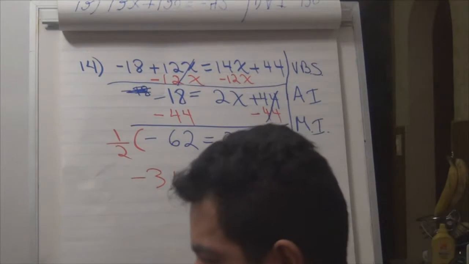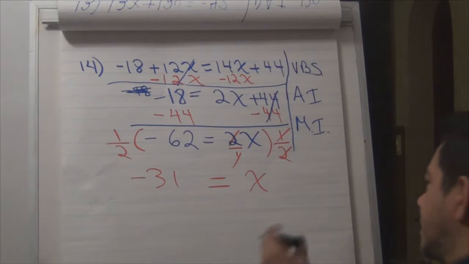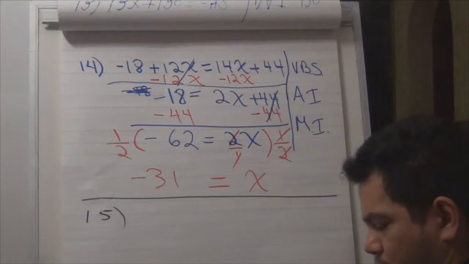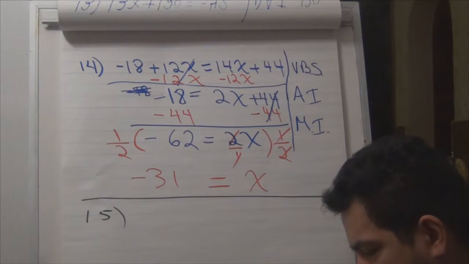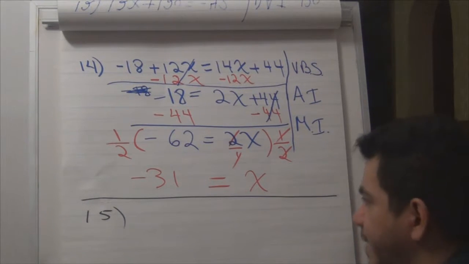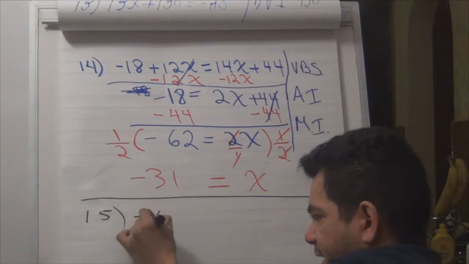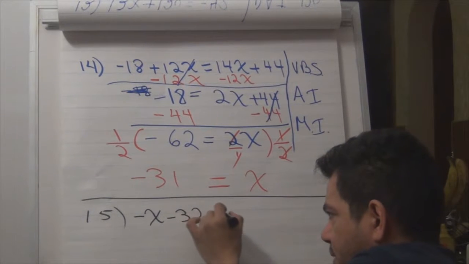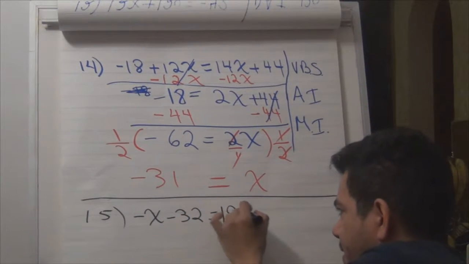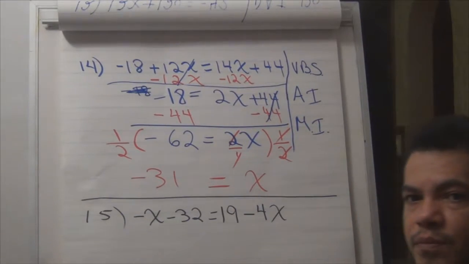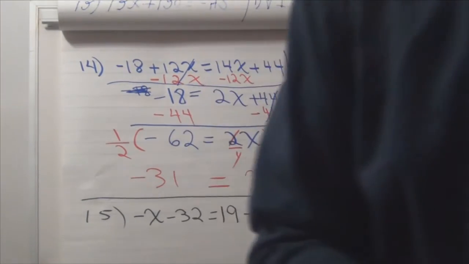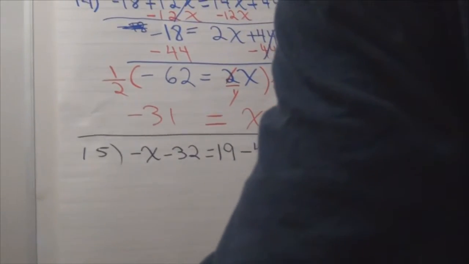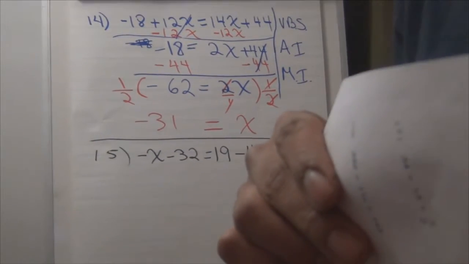Let's see. Which one? Okay, this one is good. Negative x minus 32 equals 19 minus 4x. Okay? Let me see if I can make this a little lower now. Okay, here we go. Yeah, I think that's good enough.